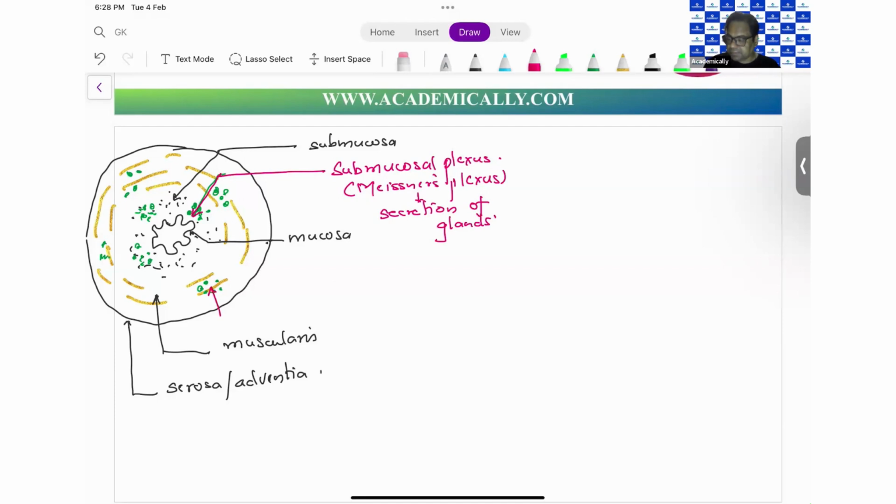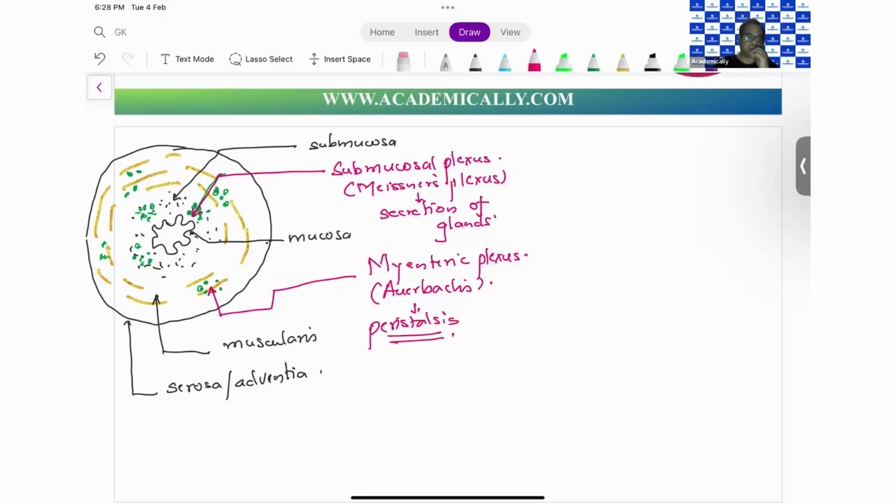Whereas this plexus is the myenteric plexus, which means that it is in the muscle. All right. It is also called Auerbach's plexus. And it is responsible for peristalsis. Now, when we are talking about peristalsis, there are two distinct movements in peristalsis. One is contraction and one is relaxation. Now, you will tell me, what is so great about it?